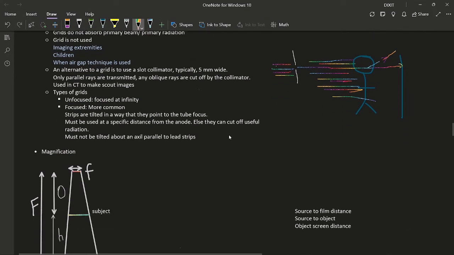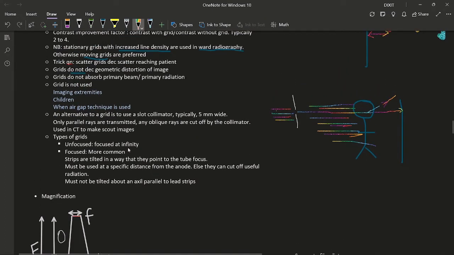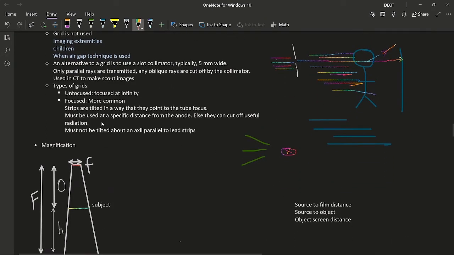Coming to types of grids, two types are there. One is the unfocused grid. In that case, the grid strips will be oriented parallel. They are focused at infinity. Another one is the focused grid. In this one, all the strips are tilted so that they all point to a focus. But it must be used at a specific distance from the anode. If you are not exactly keeping the object at this point, all the useful radiation can get cut off. Now one point is that focused grids must not be tilted about an axis parallel to the lead strips.